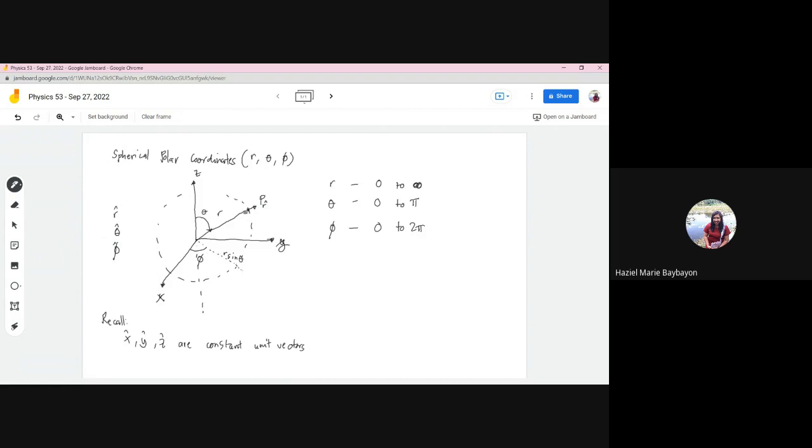And then your phi hat goes this way. It is tangent to your circular surface, your spherical surface. And your theta hat is something like going this way. Let me just pull up a figure so you can visualize it better. Spherical polar coordinates.